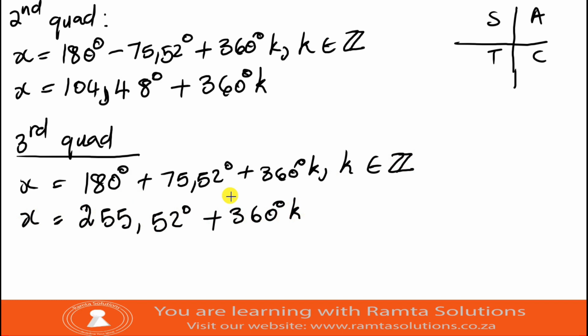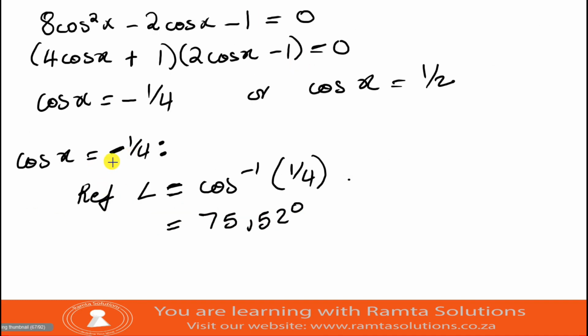Okay? So this is for when cosine is equal to -1/4, which is -0.25. Now we have to solve when it's a half. So for cos x equals half.